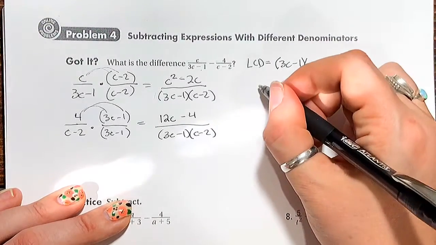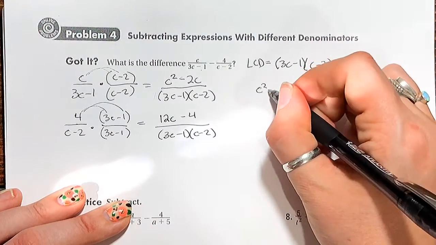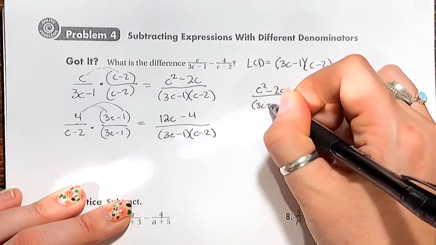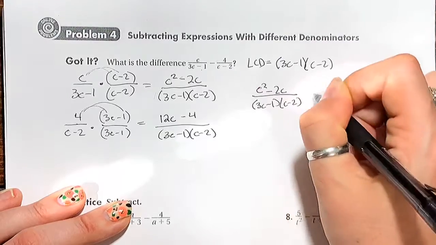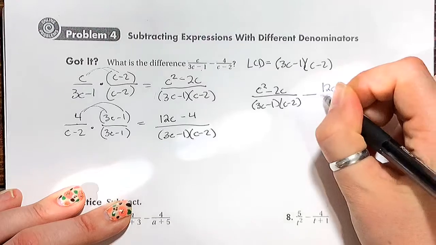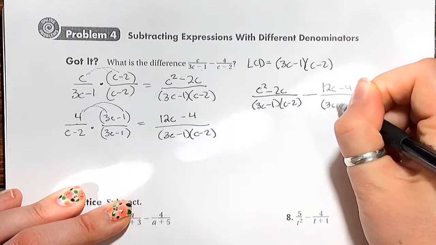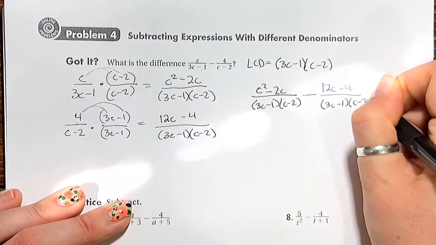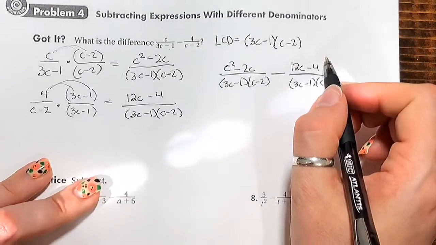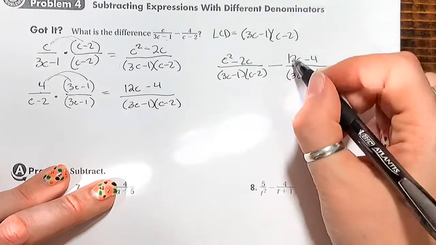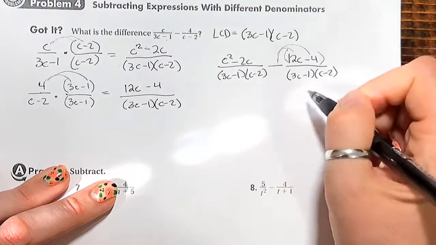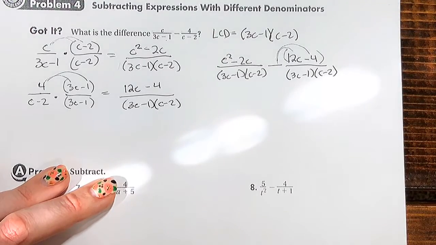So rewriting our problem, we're going to take the c squared minus 2c over our LCD, and subtract the second fraction, 12c minus 4, over our LCD. And then again, whenever you're subtracting, when there's a binomial or a trinomial on the top, you need to make sure you're distributing that negative through. So watch those signs here.